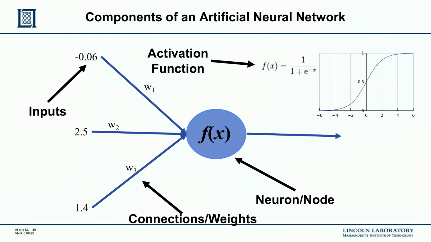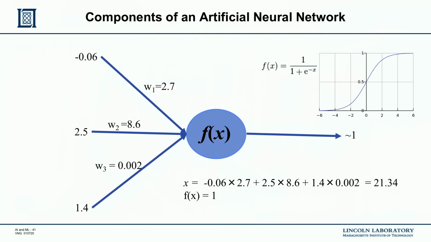So let's take an example where we have some actual numbers. Maybe I've trained my model and figured out that for this one dot in that big network we saw earlier, my weights are 2.7, 8.6, and 0.002. My inputs from the previous layer are maybe negative 0.06, 2.5, and 1.4. All I'm doing is coming up with this x, which is negative 0.06 multiplied by 2.7, plus 2.5 times 8.6, plus 1.4 times that. That gives me some number, 21.34. I apply my nonlinear function, which in this case is a sigmoid, governed by the equation at the top right. And f of 21.34, somewhere way over there, is approximately 1. It is probably a little less than 1, but approximately 1 for this purpose. And you just do that over and over.